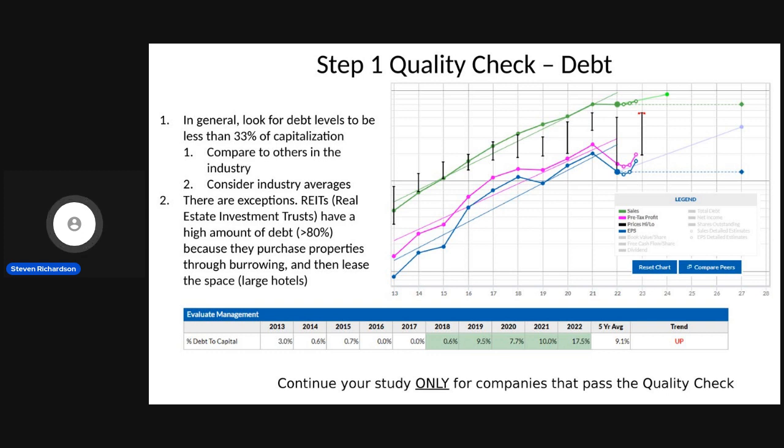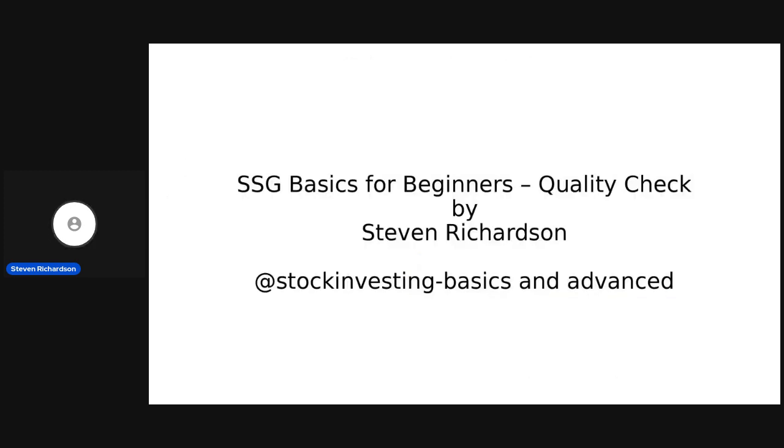So if all of these pass your quality check, up, straight, parallel, debt less than 33%, return on investment greater than 15%, then it's time to move on to the next stage, which would be your judgment to move forward and look at this. If these things don't pass, if the up, straight, and parallel doesn't pass that, don't go any further.